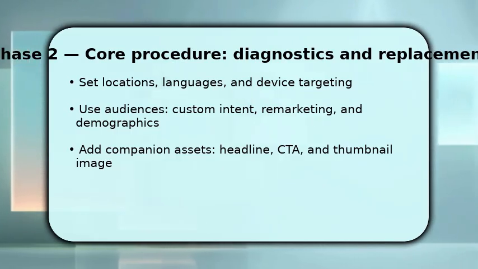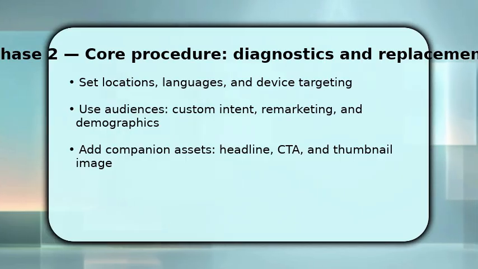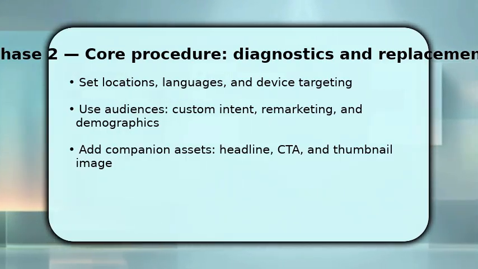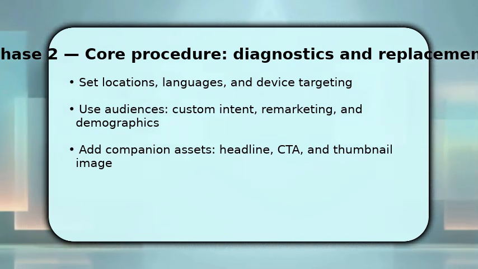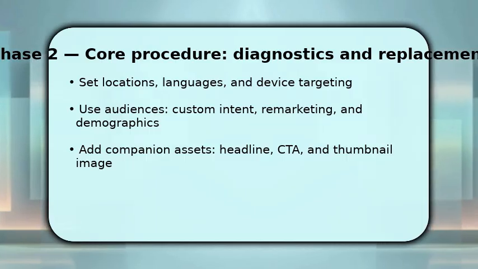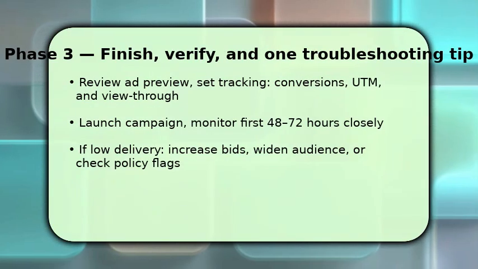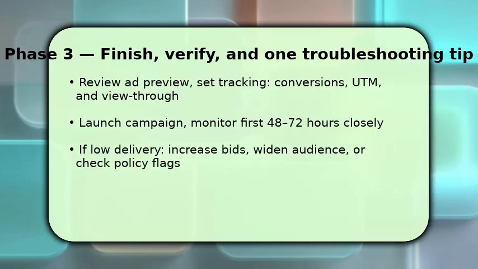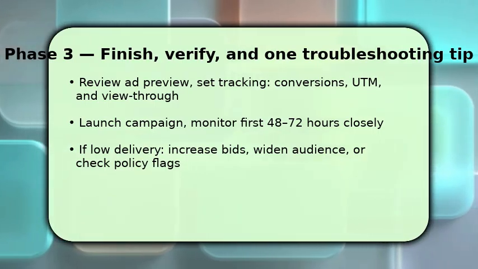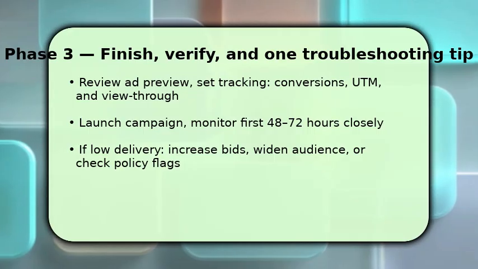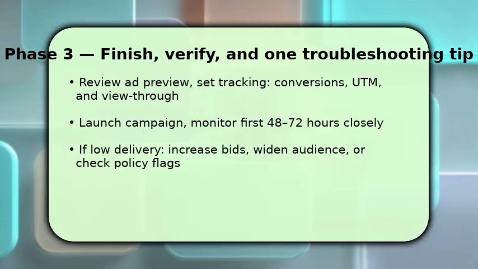Upload companion assets, a strong headline, a clear CTA, and a compelling thumbnail that matches video frames. Make sure to set bid strategy, maximum CPV or target CPA, because that controls whether you optimize for views or conversions. Finalize by reviewing the ad preview and confirming tracking. Set conversion actions, add UTM tags, and enable view-through attribution so you measure impact.